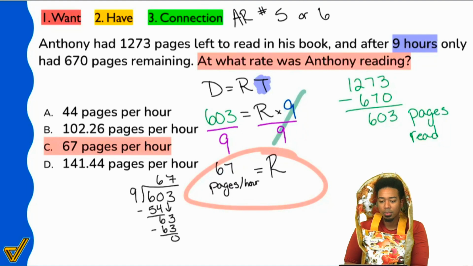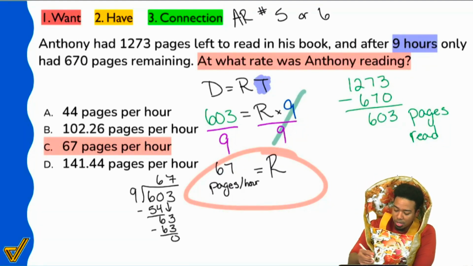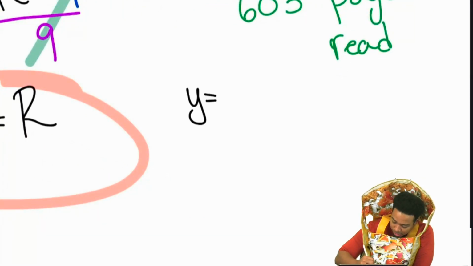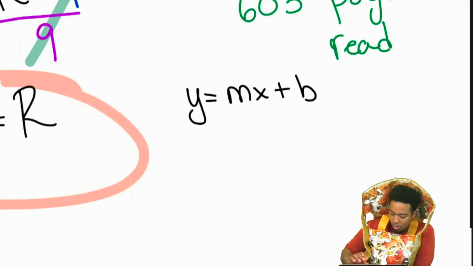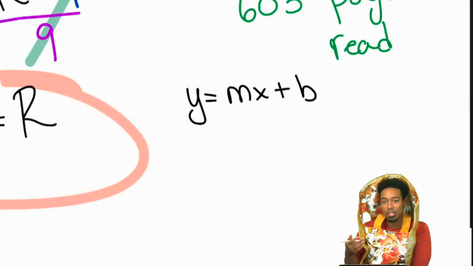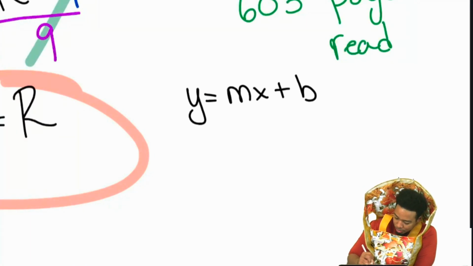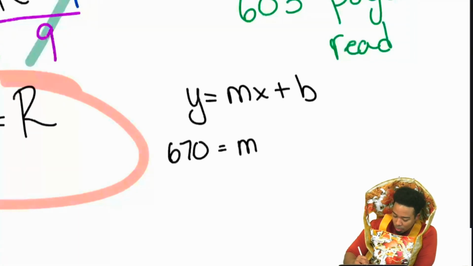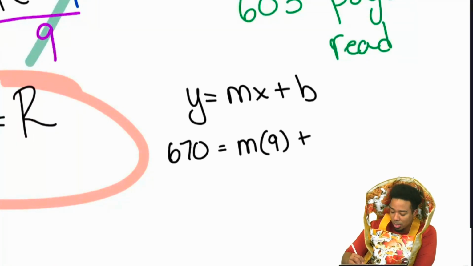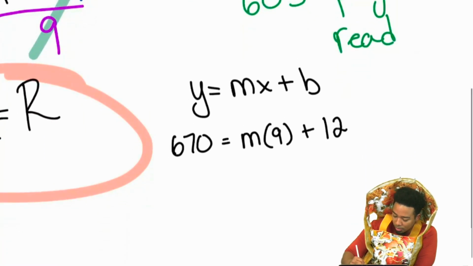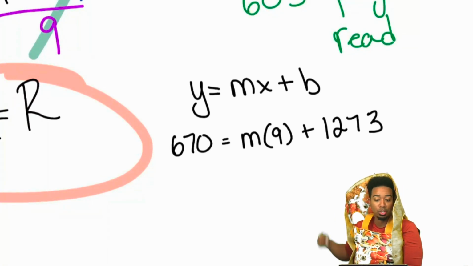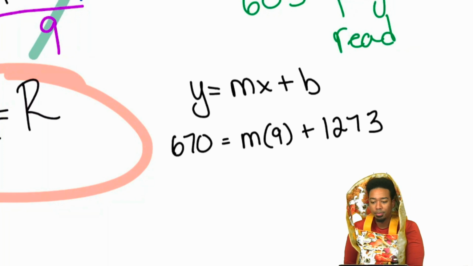Good. And again, if you were setting this up with y equals mx plus b, allow me to go ahead and do it here. Feel free to screenshot it. With y equals mx plus b, you would have set it up like this. What we'll be looking for here is the m, the rate. So we would have plugged in the 670, that was the ending page. Then we have the rate that we're looking for. The time is 9 hours. And then the beginning number of pages that we had left was the 1,273. So this is what your setup would have looked like with y equals mx plus b. Feel free to screenshot that if you wanted to compare that later on.